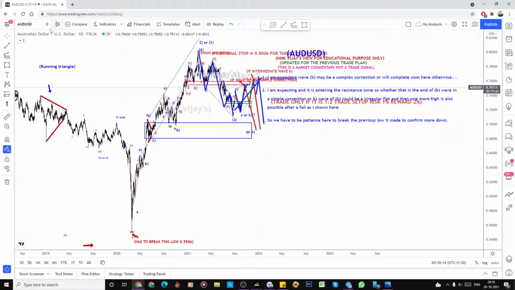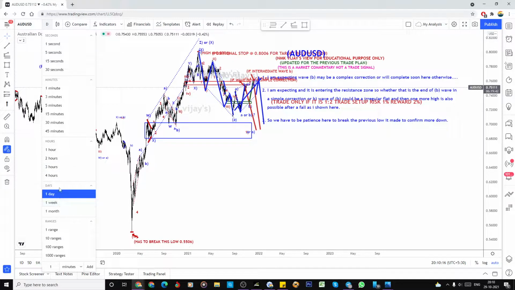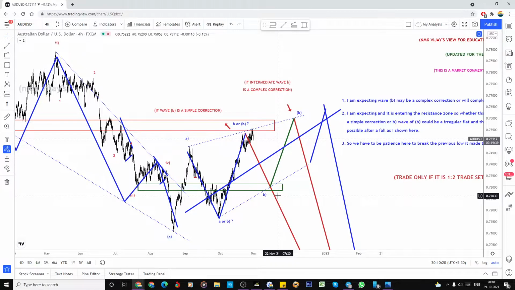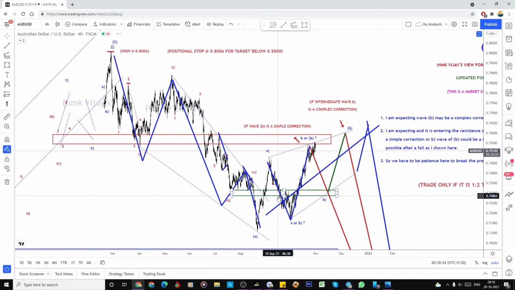So try to understand the Elliott wave. I've already back tested, and I've been doing Elliott waves as a full-time job for 5 years and part-time for 3 years, from 2014 onwards. So I back tested everything.